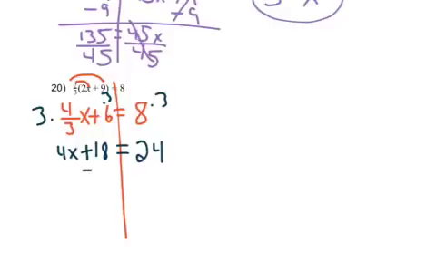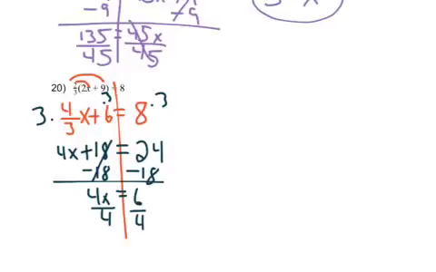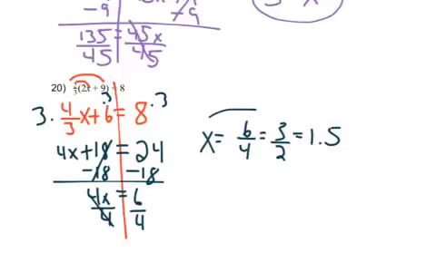So I would subtract 18 from both sides to give me 4x equals 6. Divide both sides by 4. So my final answer would be 6/4, but if it's in reduced form, it would be 3/2, or technically 1.5.